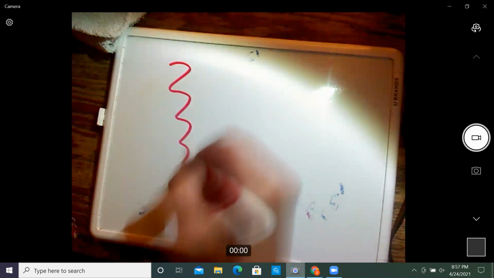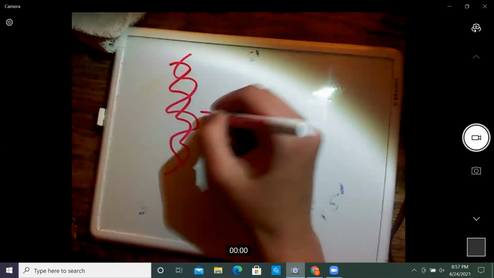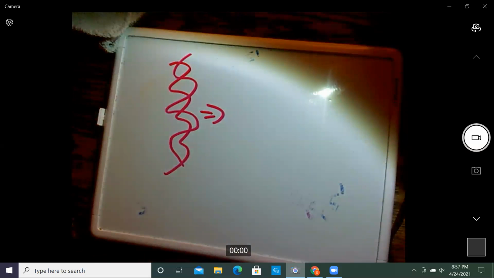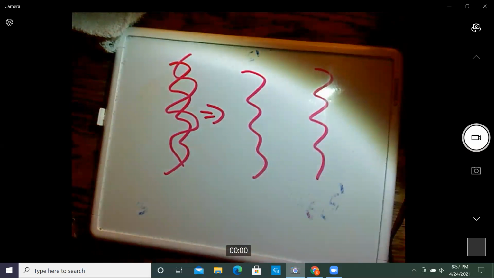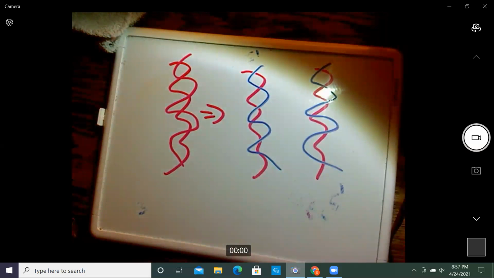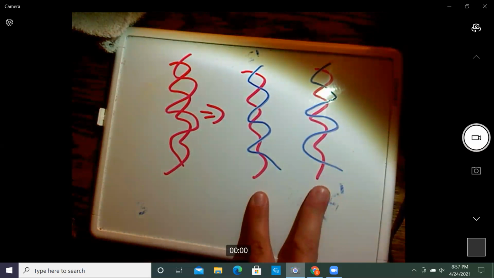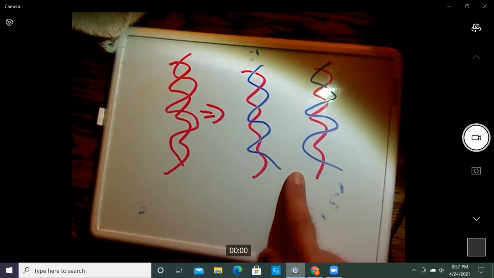So double helix. Okay, we're in the S phase of interphase, so we're going to use that to create two double helix molecules. Those reds are the olds, blue is the new. So the end result of replication is two double helix molecules. Each double helix molecule will have an old strand and a new strand. And voila, we finished.